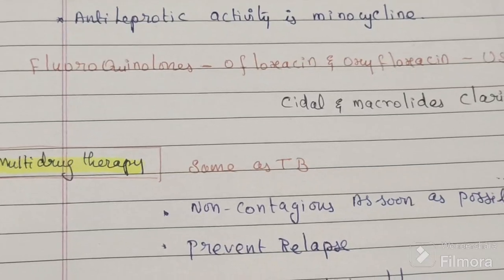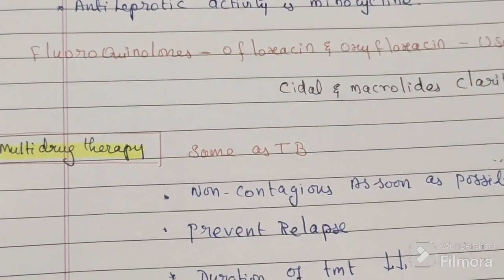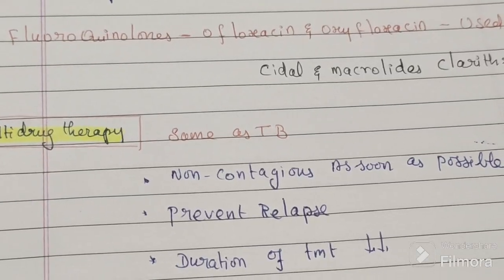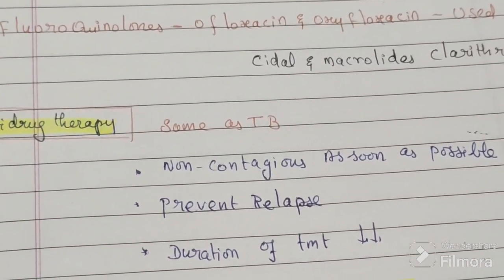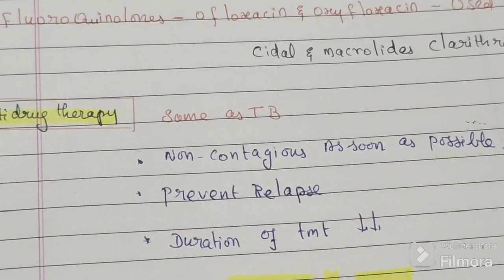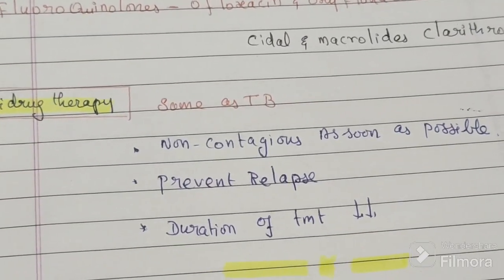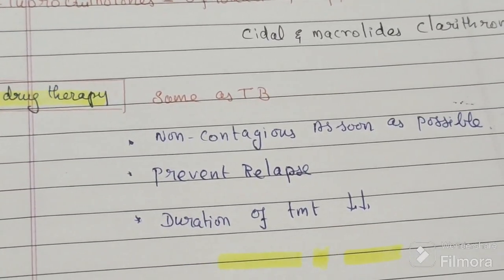The reasons are the same as the reasons we use multi drug therapy for treatment of tuberculosis: to make the patient non-contagious as soon as possible, to prevent development of resistance, to prevent relapse, and to shorten the duration of overall treatment.